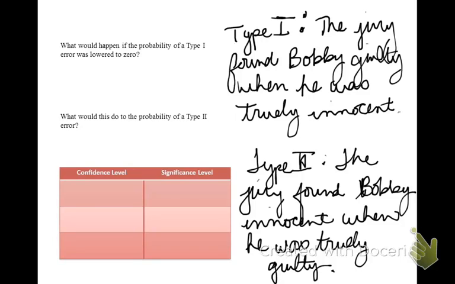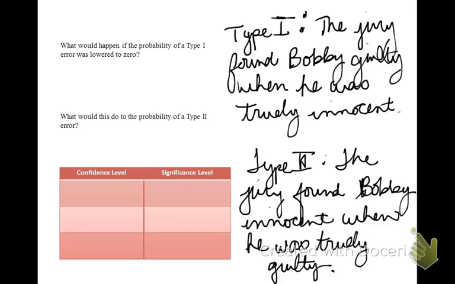Out of the two errors, I think we could all agree that we would rather the type 2 error occur. It would probably be better to let a criminal go free than to send an innocent person to jail. So we will probably allow the type 2 error to occur a little more frequently than a type 1 error.